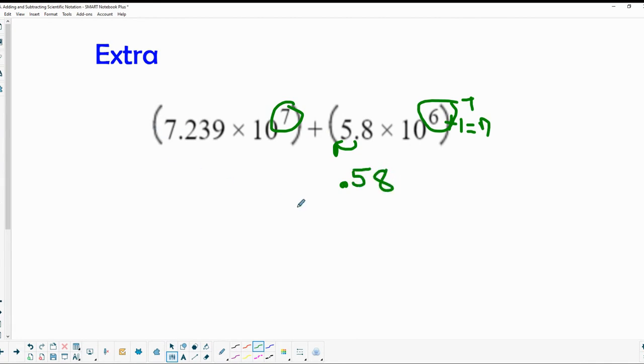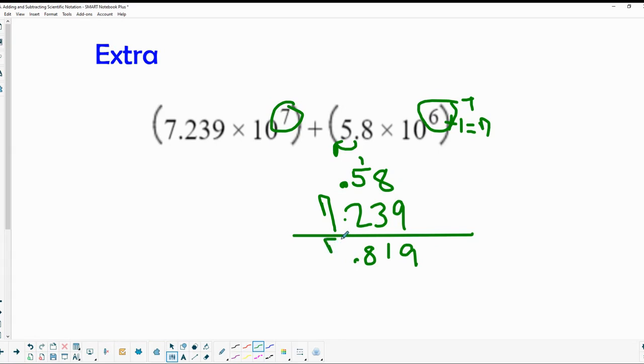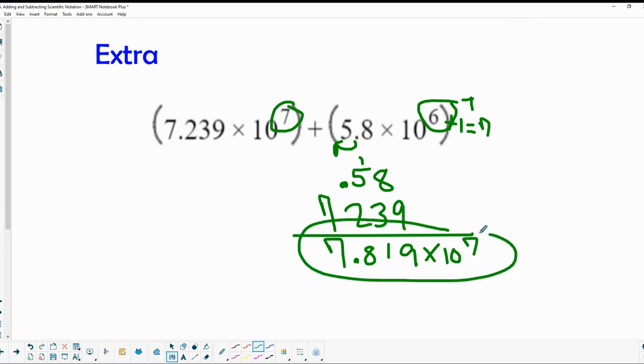And now we'll add the other part of our number to it, 7.239. And when we do that, we get a 9 on the end. 8 plus 3 is 11, so 1, carry the 1, 5, 6, 7, 8. And then we have our 7 out in front. So 7.819 times 10 to the 7th power. All right, if you're getting the idea, how to do these aren't too bad, right?